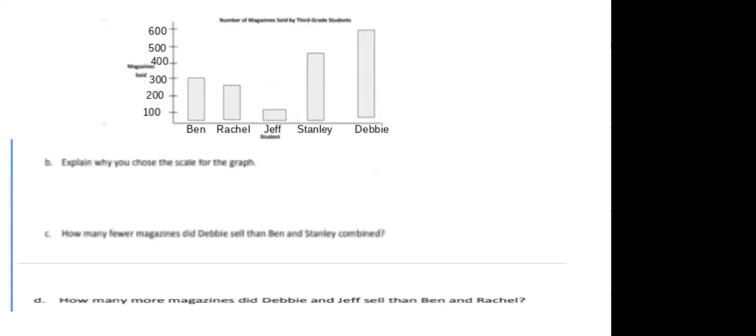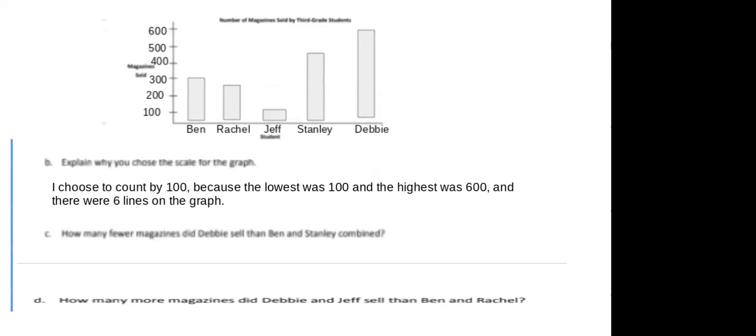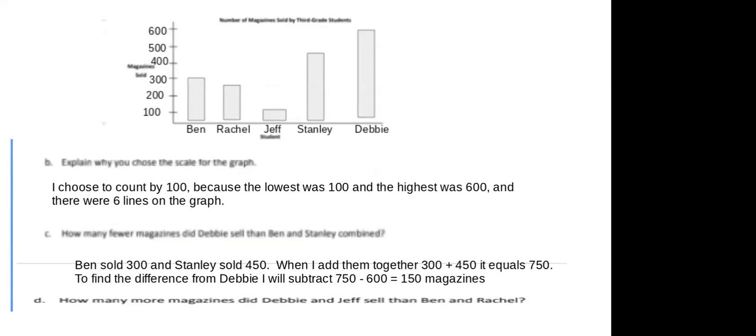Okay, now I move the bar graph over. The questions are a little blurry, but you do have your workbook page in front of you. Explain why you chose the scale for the graph. I chose to count by 100 because the lowest was 100 and the highest was 600, and there were 6 lines on the graph. All right, we're going to go ahead to question 2. And I'm going to take that back.